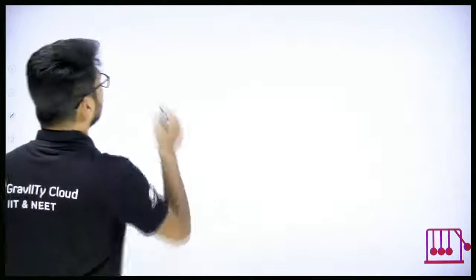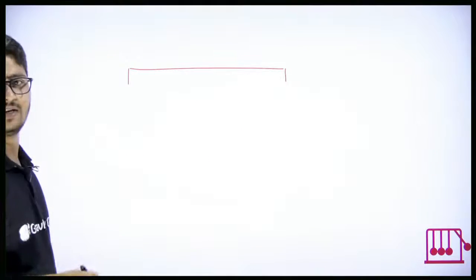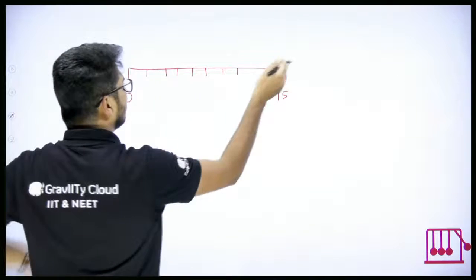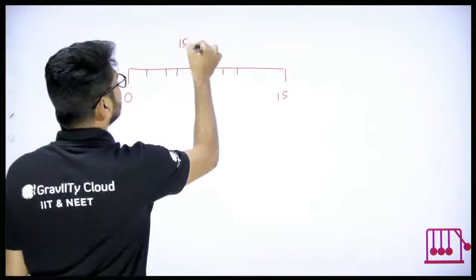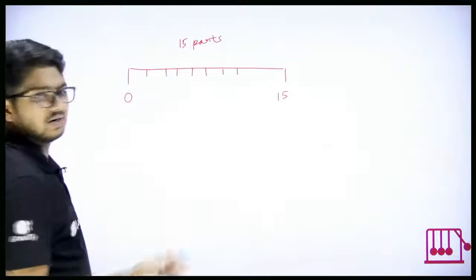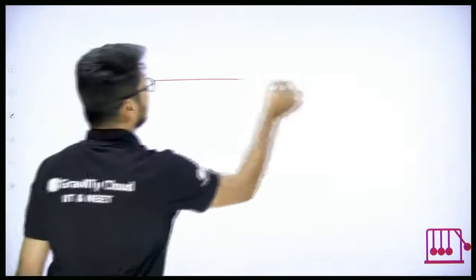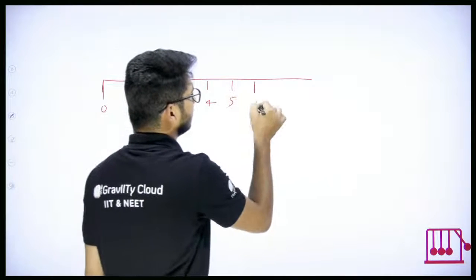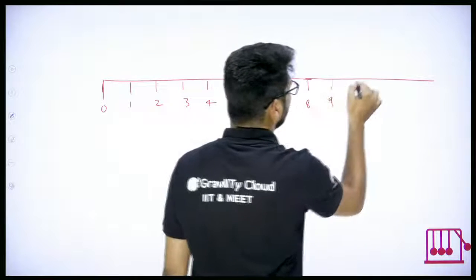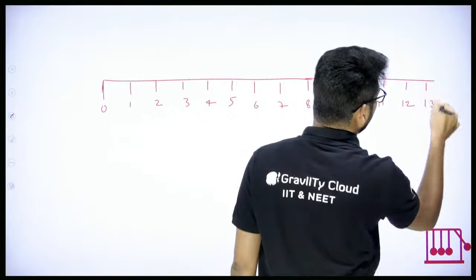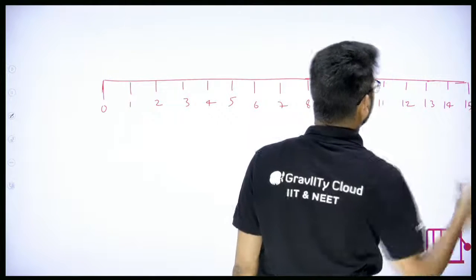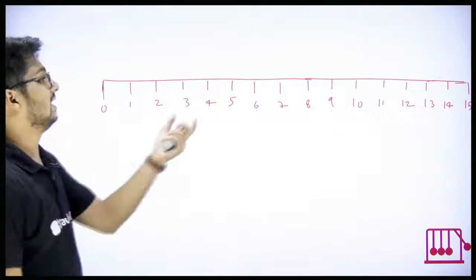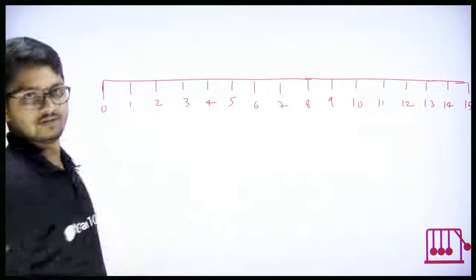See, just a minute. If I take a 15 centimeter scale, at one end you have 0, at the other end you have 15, and then you're equally dividing the length of the scale into how many parts? Into 15 parts. That's how a scale will be. Let me draw it. If this is a scale, this is 0, then 1, 2, 3, 4, 5, 6, 7, 8, 9, 10, 11, 12, 13, 14 and 15. So we take the length of the scale and we are dividing it into equal parts. And how many equal parts? 15 equal parts.